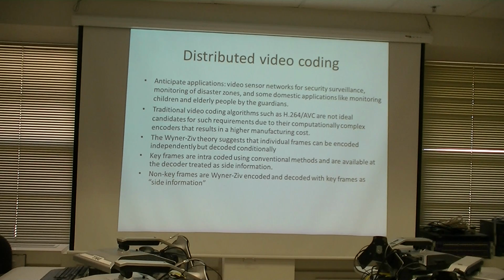Nowadays, or in the near future, inexpensive video coding mechanisms are increasingly demanded, such as in applications like video sensor networks for security surveillance, monitoring of disaster zones, and some domestic applications like monitoring children and helping people by the guardians. And usually these applications need low communication cost and low power. But traditional video coding algorithms, such as H.264, do not satisfy this requirement because they have a very complex computation encoder.